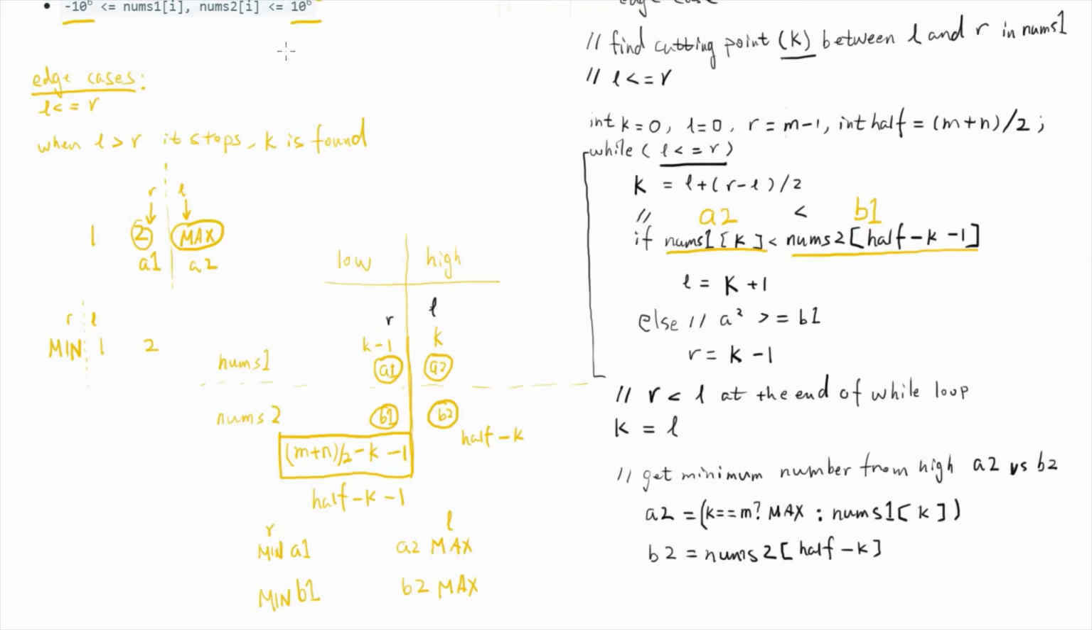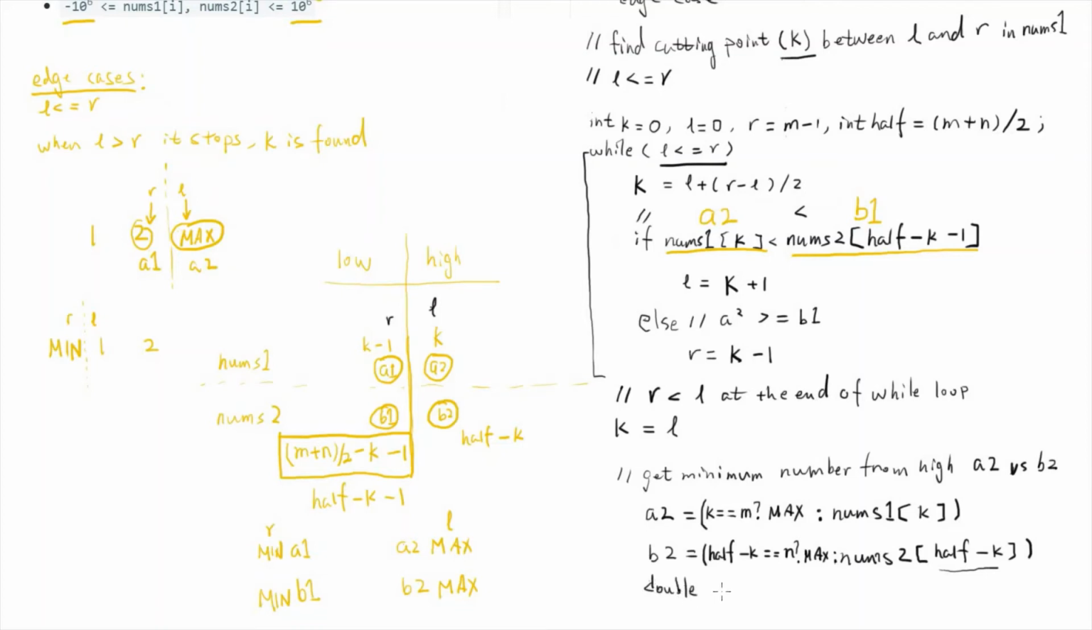And we will do the same for the B2. For the B2, we will check if half minus k is equal to the length of the second array. If true, we assign max. Otherwise, we get the number at the position half minus k. So once we get a value for A2 and the B2, we'll take the minimum number between these two numbers.